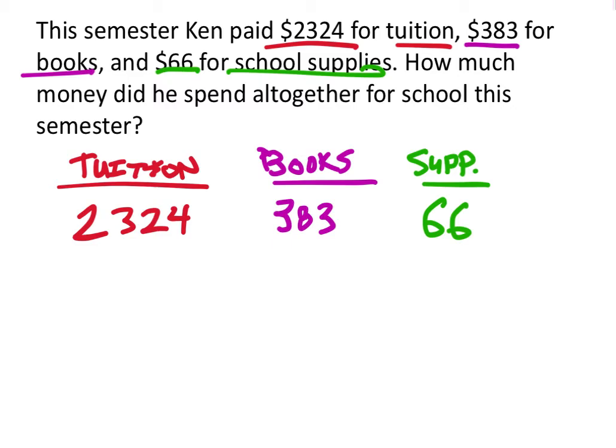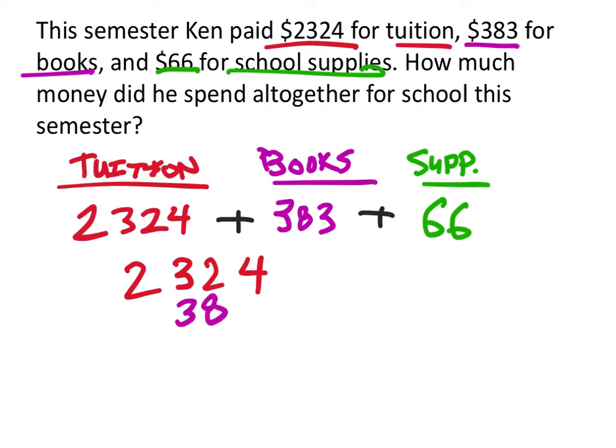Now, we want to know how much he spent altogether, which means we need to add these values together. Now, you can stack them two at a time. You can stack all three at one time and add. The choice is really yours. I'm just going to stack all three. I don't know if this is wise or not, but I'm going to do it, I guess, for the sake of time.